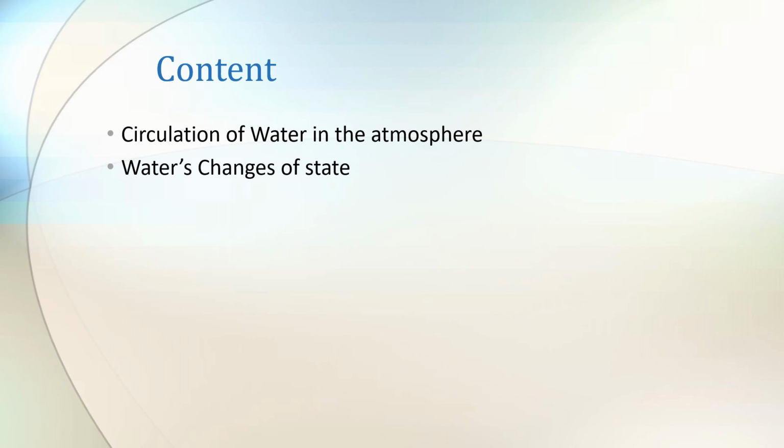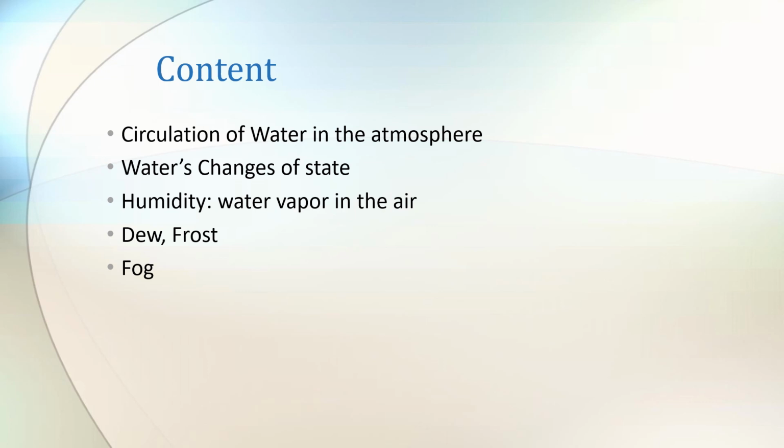For the content, first, we're going to talk about the circulation of water in the atmosphere, and then we're also going to see a sort of review of water's changes of state, because I'm sure you're already familiar with this. Then also the humidity, which we already mentioned in the previous lecture, the water vapor in the air, but we're going to talk about it more closely in today's lecture. We will also discuss the dew and frost and the fog.